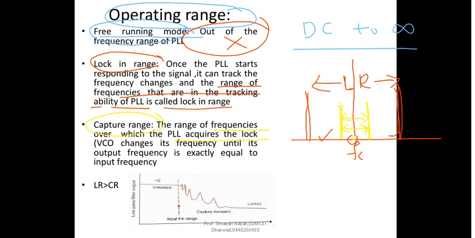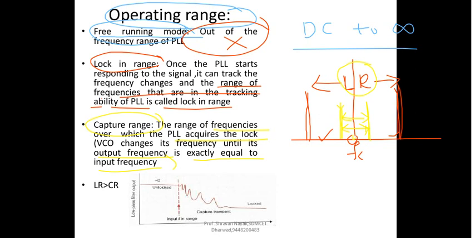So what exactly is the meaning of PLL acquiring the lock? The VCO changes its frequency until its output frequency is exactly equal to the input frequency. That is called the capture range. So definitely your lock range is larger than the capture range. Capture range is the smallest possible range. Smaller the capture range, better will be the performance of your PLL, because you will be able to confine the total system frequency to a very small range, right?